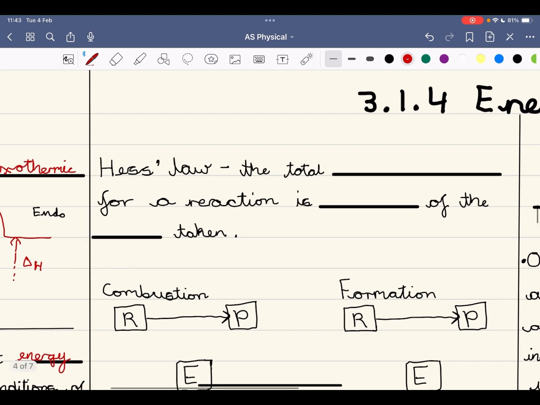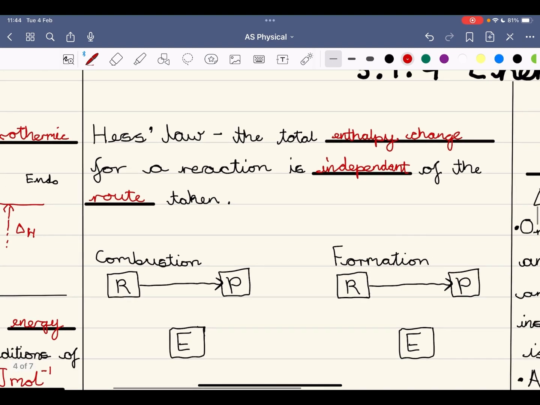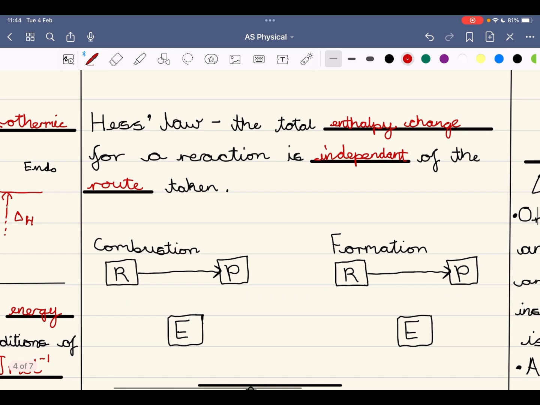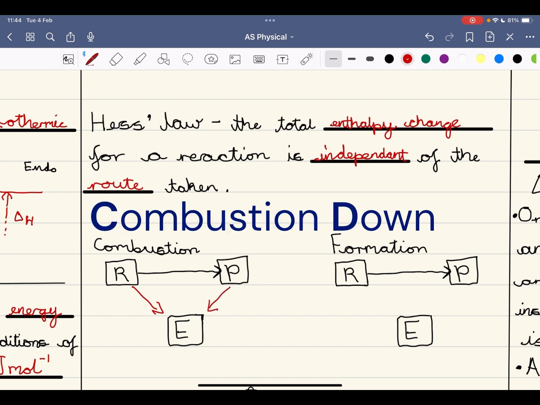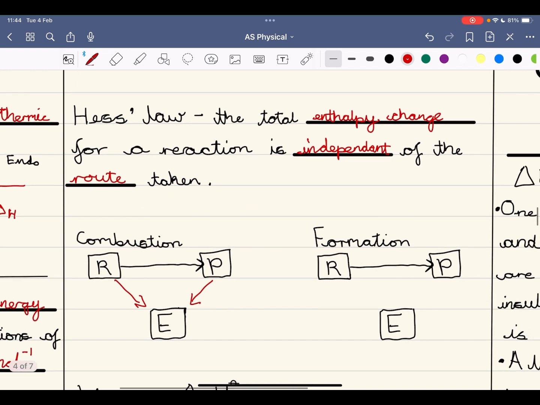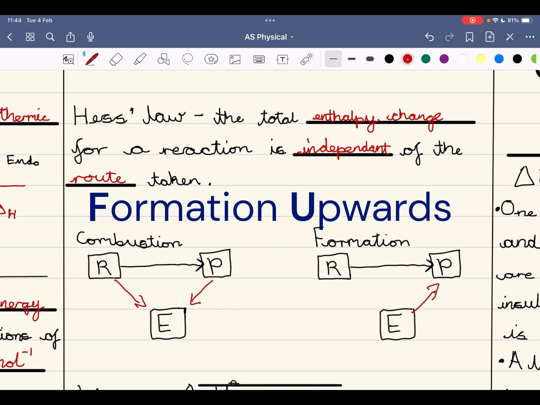Okay, Hess's law states that the total enthalpy change for a reaction is independent of the route taken. Now, when we draw the Hess's law cycles for combustion and formation, for combustion we draw the arrows down like this. I remember this as CD, and then formation is upwards, so FU.